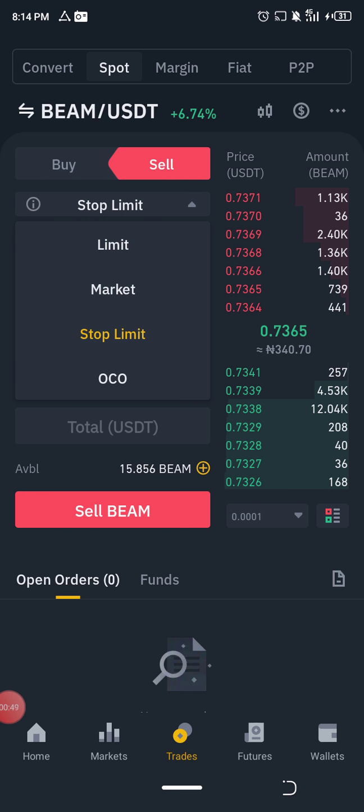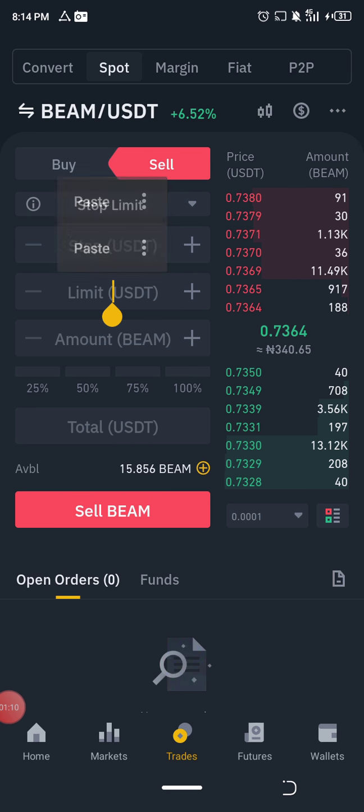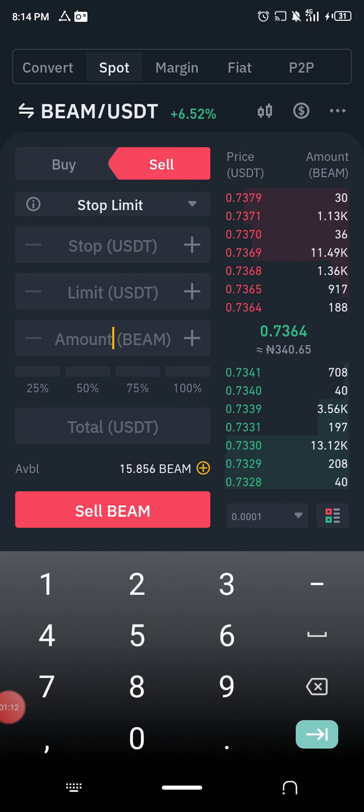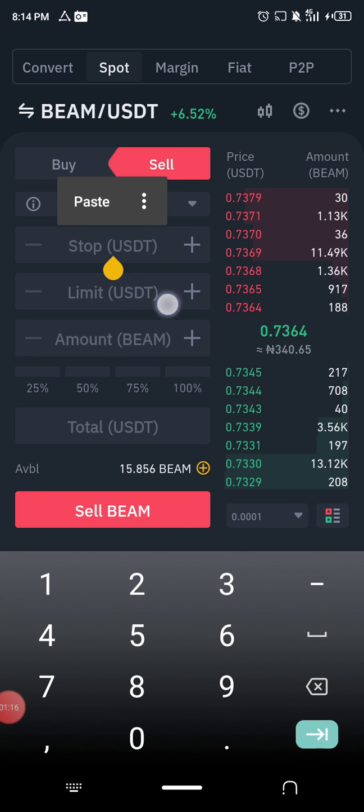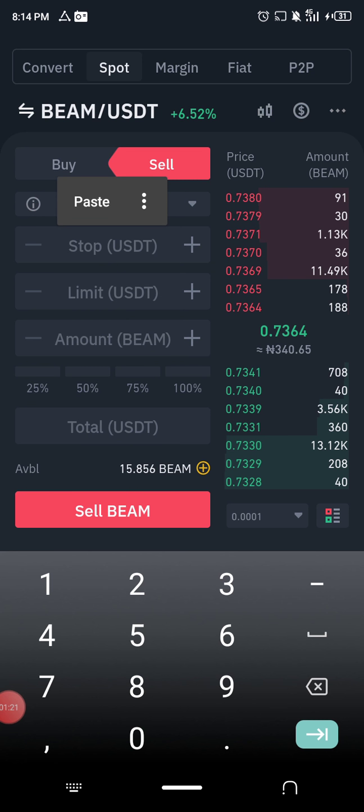For the stop limit order, all you need to do is come over here and click on the stop limit order. Now, what is a stop limit order? A stop limit order is actually an order that has two orders. It has a stop price and a limit price. Once the stop price has been reached, the limit price is triggered to buy or sell.